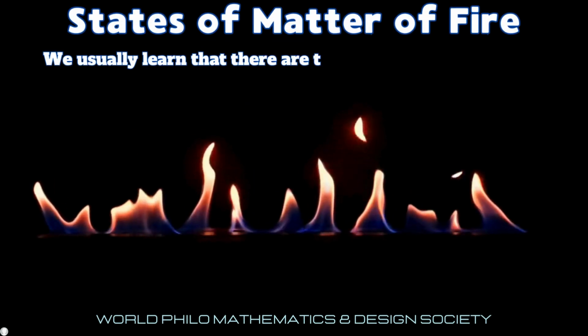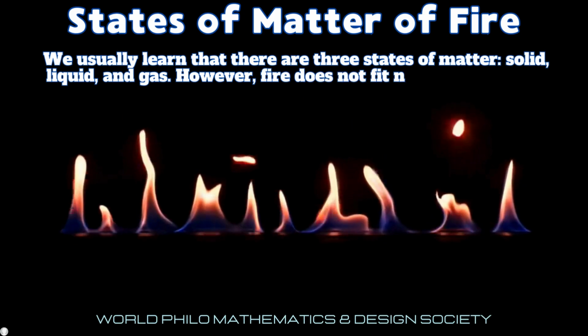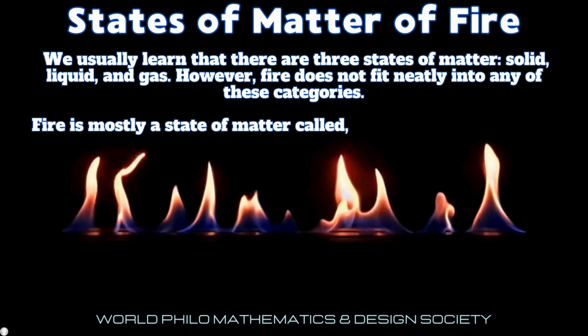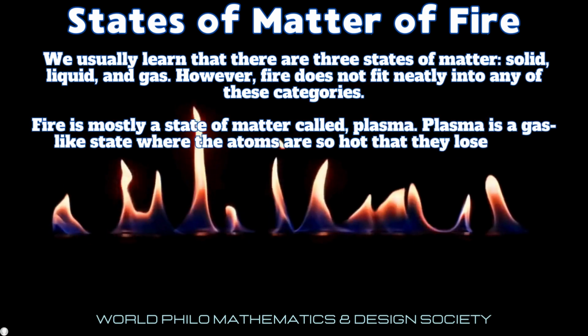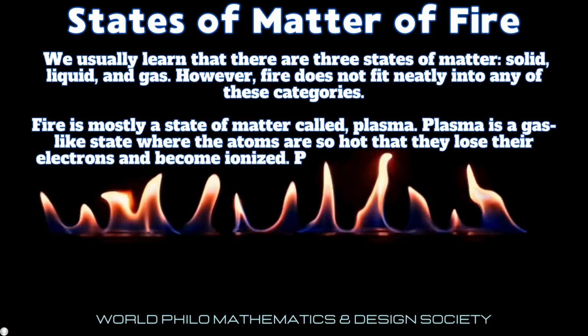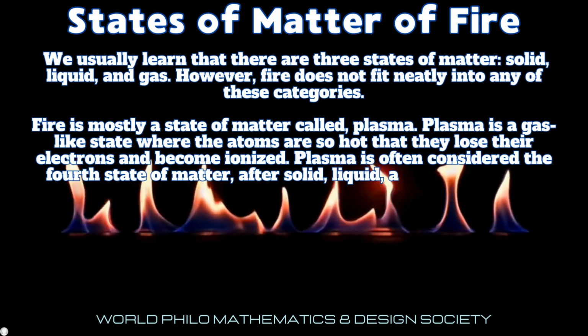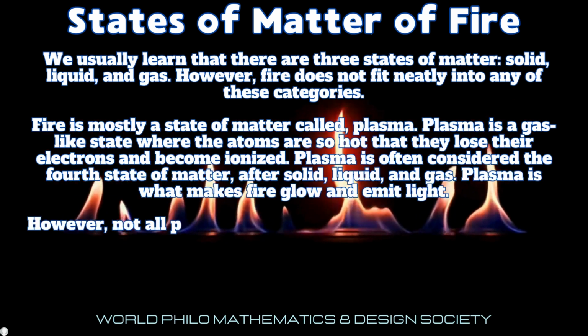We usually learn that there are three states of matter: solid, liquid, and gas. However, fire does not fit neatly into any of these categories. Fire is mostly a state of matter called plasma. Plasma is a gas-like state where the atoms are so hot that they lose their electrons and become ionized. Plasma is often considered the fourth state of matter after solid, liquid, and gas. Plasma is what makes fire glow and emit light.